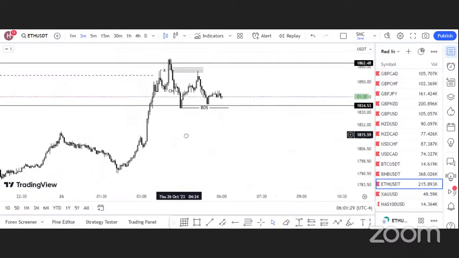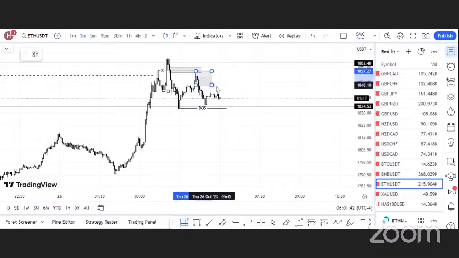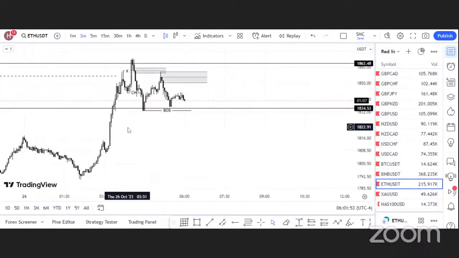Don't worry. Even on our Q&A, if this comes below here, I'm going to call out the trade. If it comes to this area, I'm just going to tell everybody to sell. But for now, there's really no opportunity here.